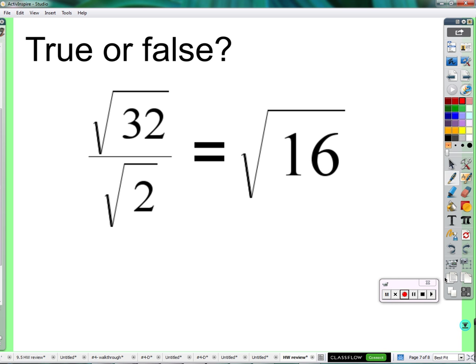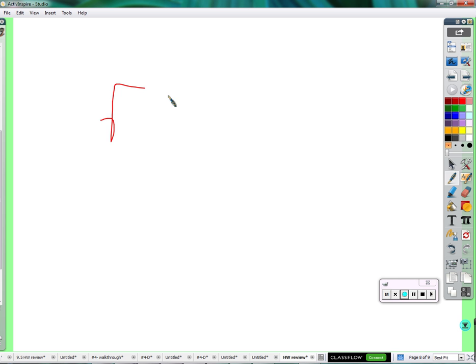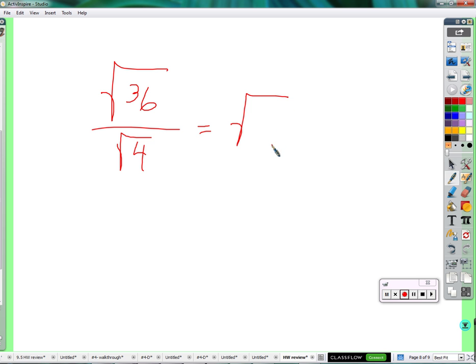Just a calculator argument. Here, let's do this, since I kind of pulled that one up. Let's use some square roots we do know. So like the square root of 40. Square root of 36 over the square root of 4. If this rule holds true, this should be equal to the square root of what? 4 or 16? No.